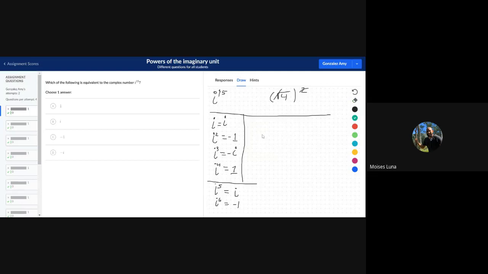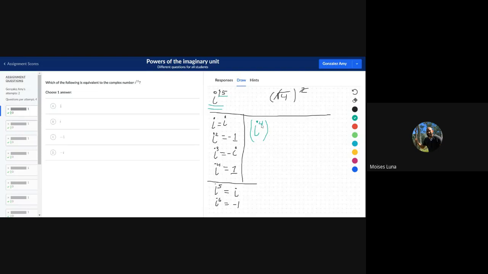So let's start with the problem. We need to get an answer that is one of these: 1, i, -1, -i. We don't know which one. The first thing you should do is take this number 15 and try to get a number that is a multiple of 4. You need to get a multiple of 4.